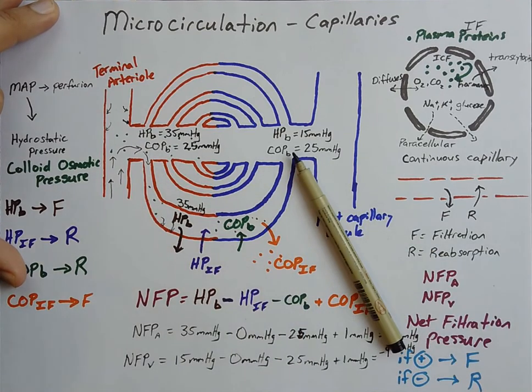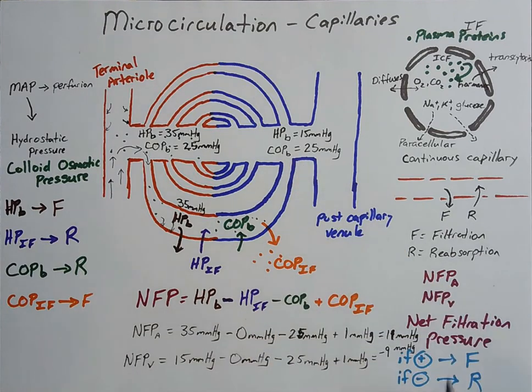And on the venule side of things, we're promoting net reabsorption, which is exactly what we want. Because on the venule side of things, we are picking up CO2, we are picking up metabolic waste, and we're pulling some of the fluid back into the system.